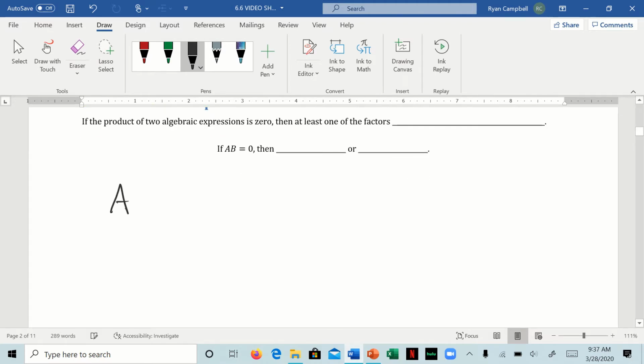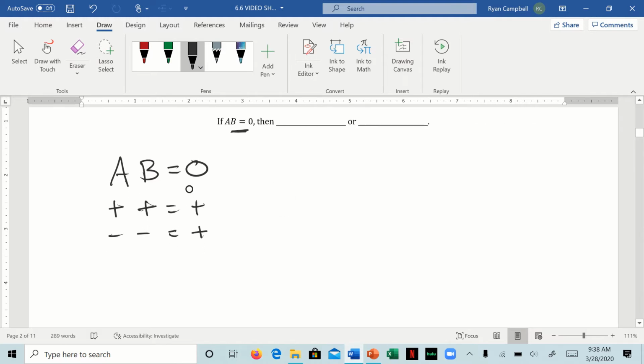If A times B equals 0, could A and B both be positive? No, because that would be positive, so that's not 0. Could they both be negative? No, because two negatives make a positive, and that's not 0. Could one be positive and the other negative? No, because that would be negative. So then what's the only thing left?